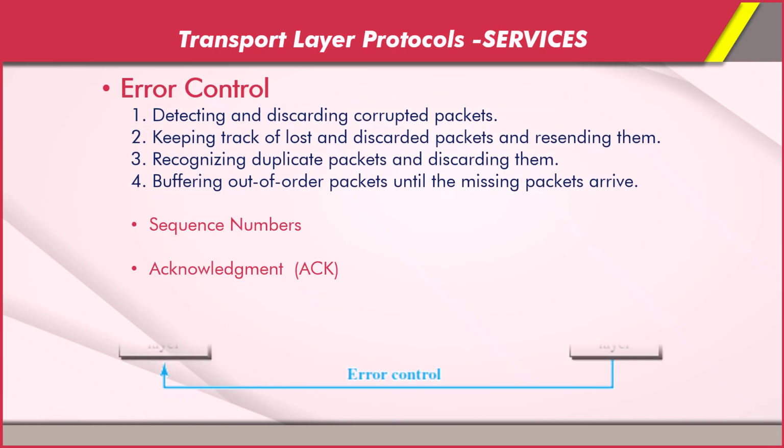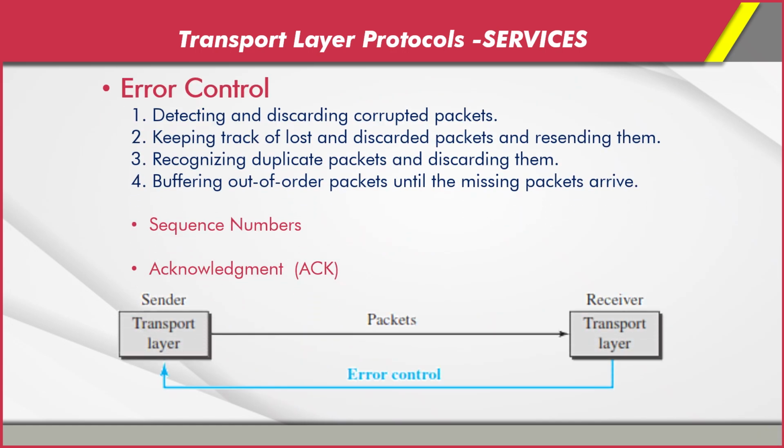Next important service provided by transport layer is error control. Reliability can be achieved by adding error control services to the transport layer. Error control at the transport layer is responsible for detecting and discarding corrupted packets, keeping track of lost and discarded packets and resending them, recognizing duplicate packets and discarding them, buffering out of order packets until the missing packets arrive. Error control requires that the sending transport layer knows which packet is to be resent and the receiving transport layer knows which packet is duplicate or which packet has arrived out of order.